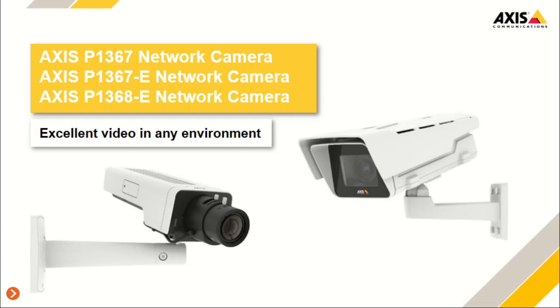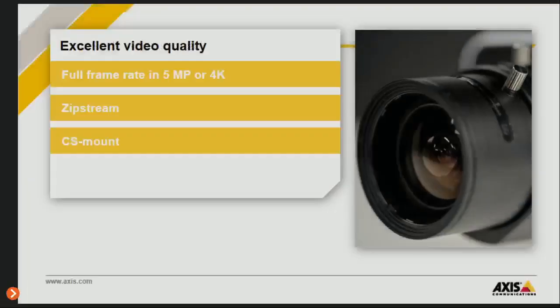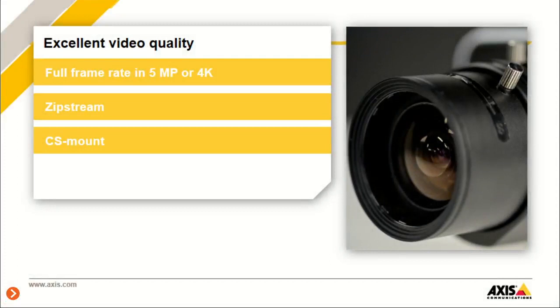And in LPR in general, we also always suggest using infrared. This camera doesn't have infrared inside. I will show some which do have infrared inside, but these cameras have a lot of flexibility you can use. In general, all these cameras deliver a full frame rate, which is 30 frames per second for the 5 megapixel version or for the 4K version.